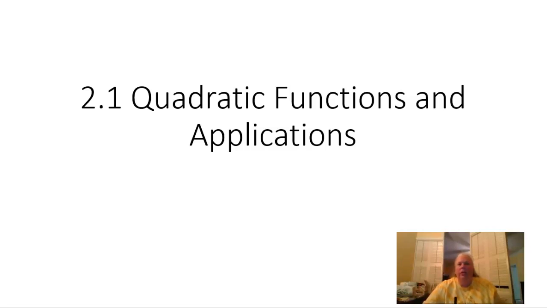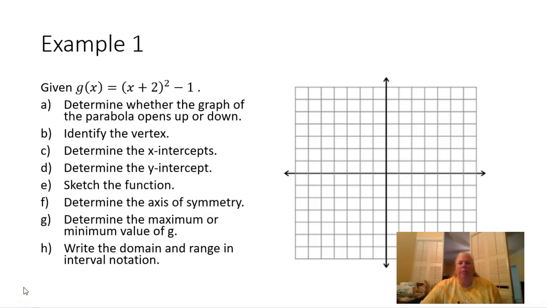These examples go with Lesson 2.1, Quadratic Functions and Applications. Example 1. Given the function g of x is equal to the quantity x plus 2 squared minus 1, part A, determine whether the graph of the parabola opens up or down.